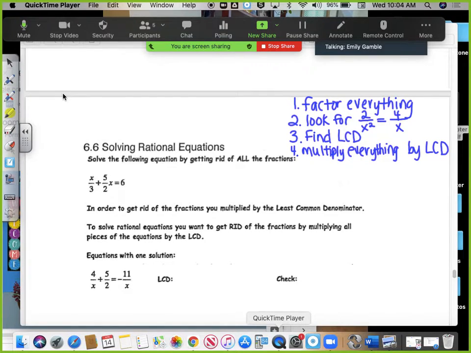Once you have everything multiplied, then it's time to simplify, and your whole goal is to solve for x. So simplify and solve for x. Just a lot of steps.